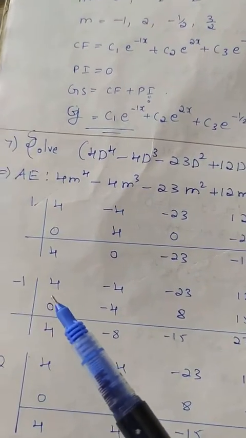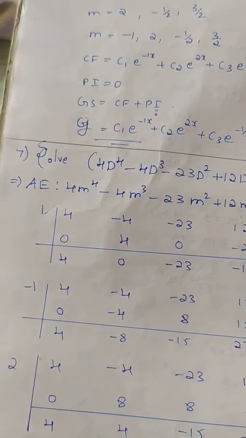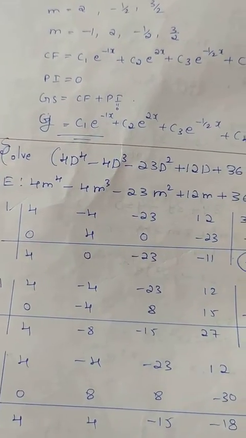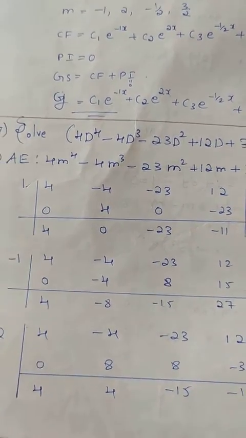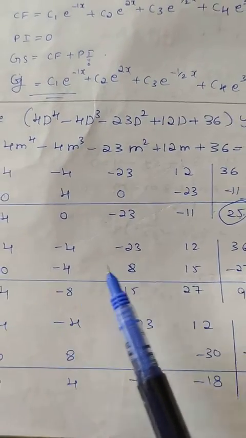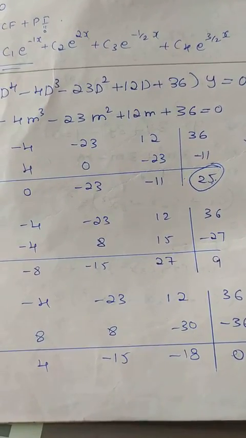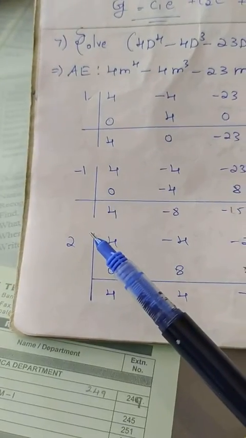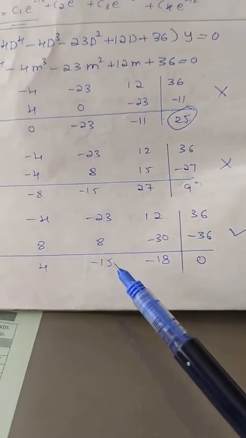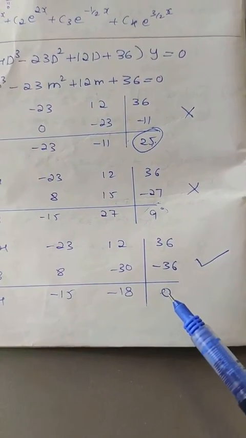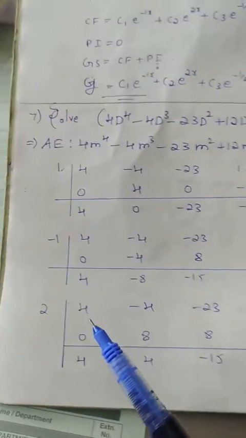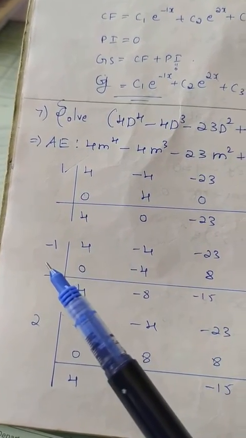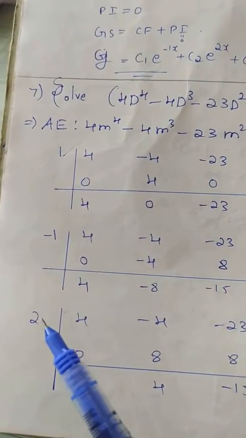Next, go to minus 1. Similarly, directly we can substitute in the auxiliary equation, or we can verify using the synthetic division method also. For minus 1 also, we get a non-zero quantity, 9. Next, go to 2. Use the synthetic division method. See, for 2 we get 0. That means 2 is one root. These 2 are not roots. Okay. Next, 2 is one root.